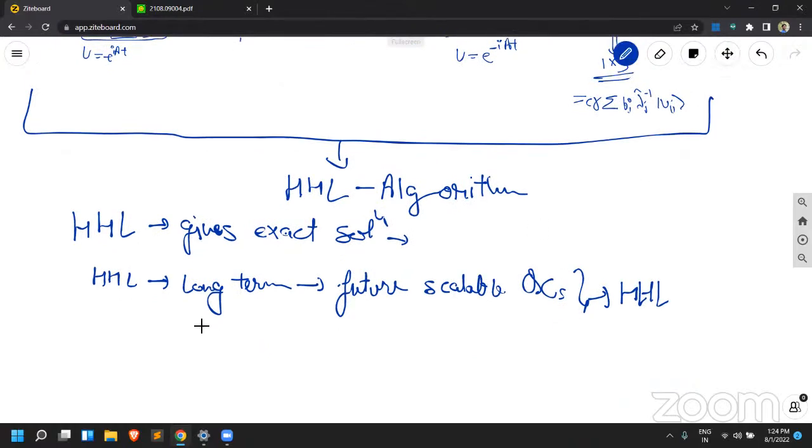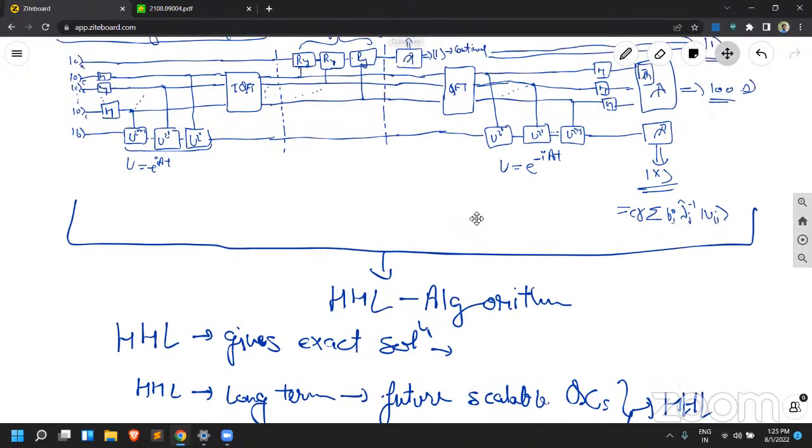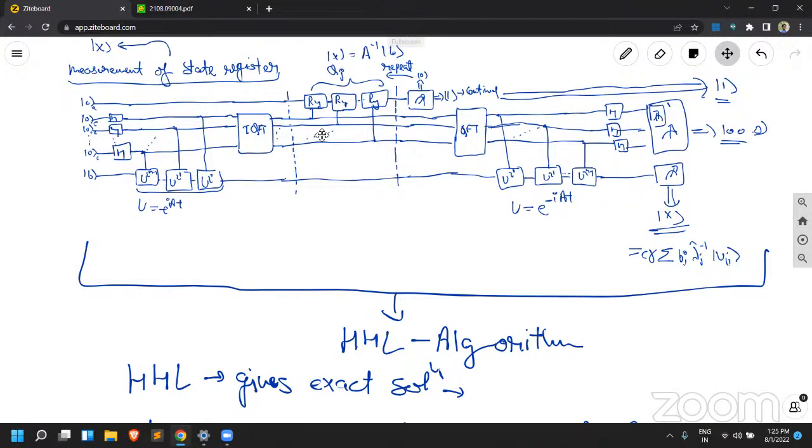But right now, we are in the noisy era, right? So it is not possible to get the exact X vector using the HHL algorithm, because there will be errors and it will not be exact. Since quantum computers are prone to errors, in the middle there might be some flipping of bits unnecessarily due to outside noise. So there are high chances that whatever you get over here will not be an accurate solution. You might get an approximated X, or maybe not X at all, if the error is too high.